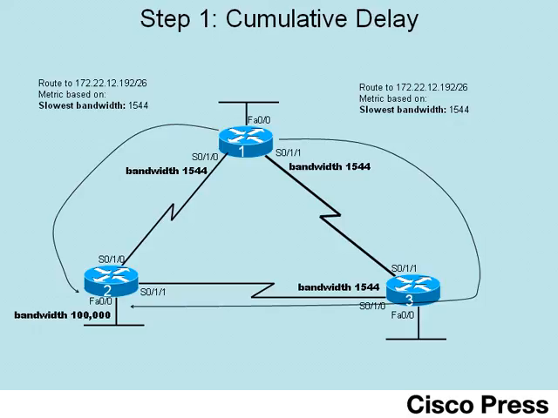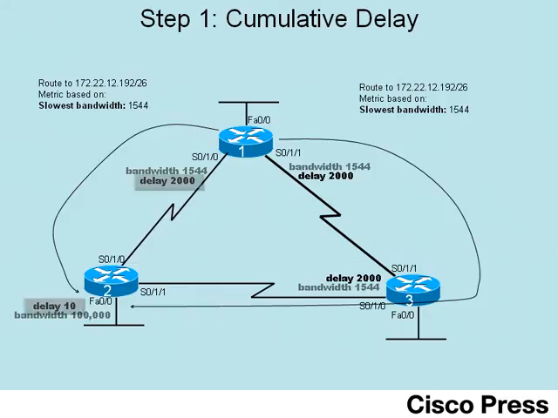EIGRP uses both interface bandwidth and interface delay as part of its calculation of the metric. Now the delay, instead of being the slowest or constraining delay, is the cumulative delay, and it's the cumulative delay for all outgoing interfaces in a route. So if you take a look at the figure here, we overlaid the delay settings on each of the outgoing interfaces on the two competing routes. Now it turns out these are the default delay settings on these interfaces.